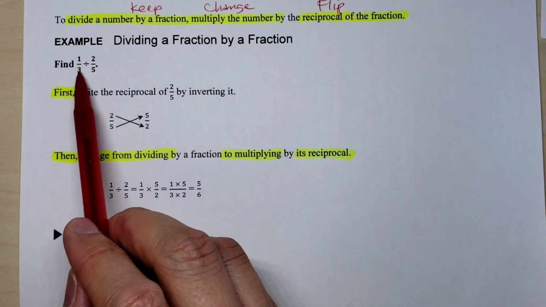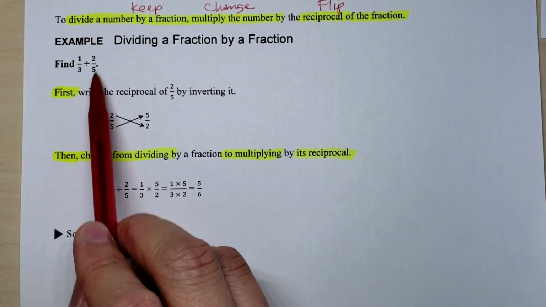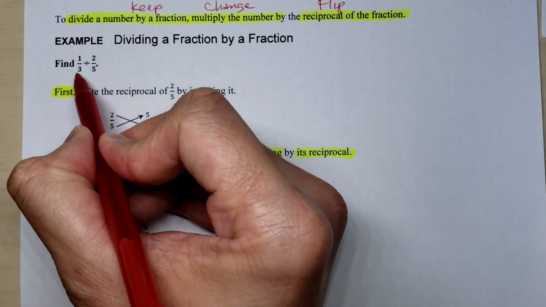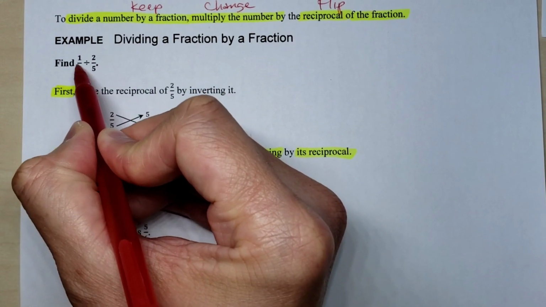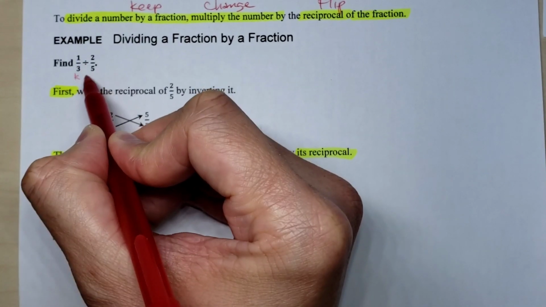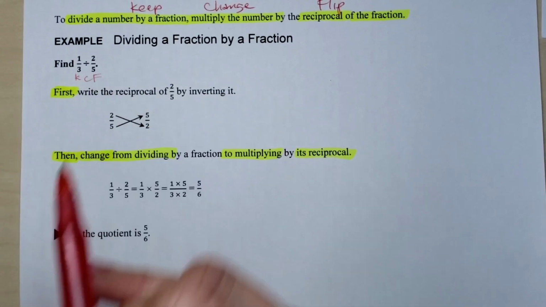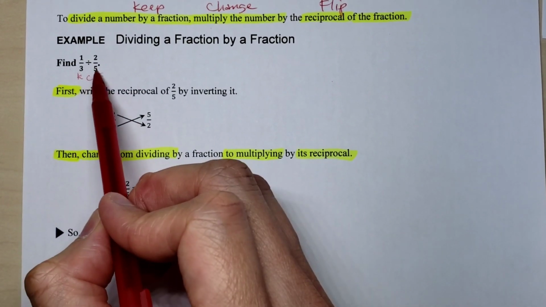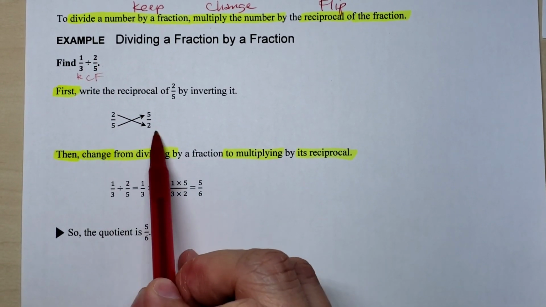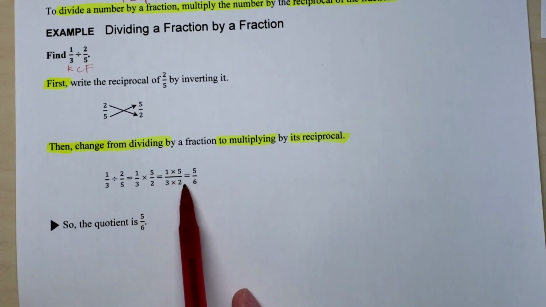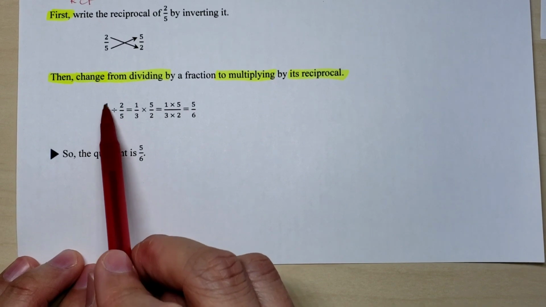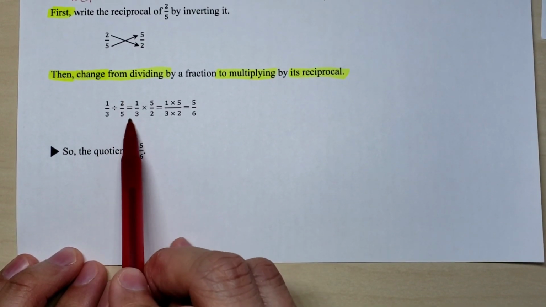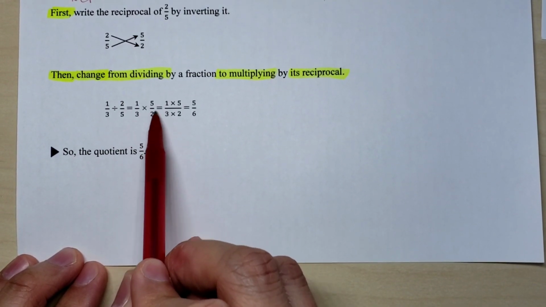Now, it says find 1/3 divided by 2/5. Again, multiply the number by its reciprocal. So keep, change, flip, KCF. Now we need to flip 2/5. So 2/5 becomes 5/2. So that will become 1/3 divided by 2/5 equal to 1/3 times 5/2.